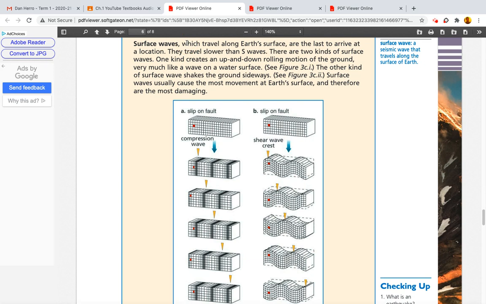Surface waves, which travel along Earth's surface, are the last to arrive at a location. They travel slower than S waves. There are two kinds of surface waves. One kind creates an up and down rolling motion of the ground, very much like a wave on a water surface. The other kind of surface wave shakes the ground sideways. Surface waves usually cause the most movement at Earth's surface and therefore are the most damaging.